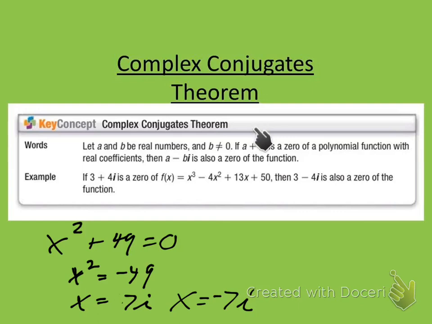If a plus bi is going to be a 0, a minus bi is also a 0. Automatically. Otherwise, think about it. If you didn't have its partner, you wouldn't have 2 i's. You need to get 2 i's in order to get rid of it. If you don't have 2 i's, you don't get rid of it. Plain and simple. So here's how this one will look. Last one.